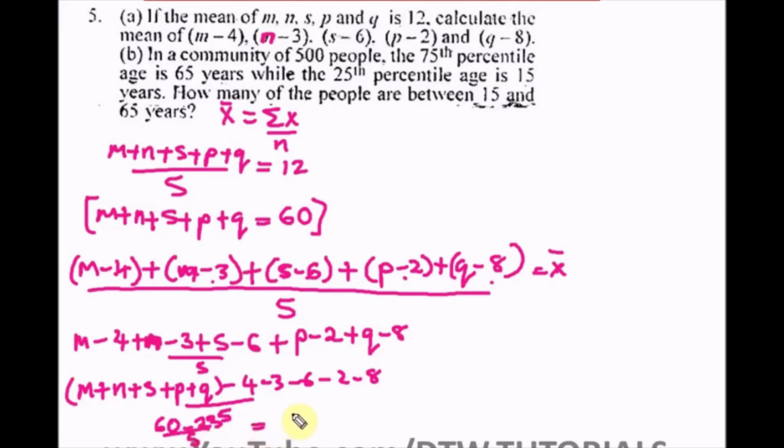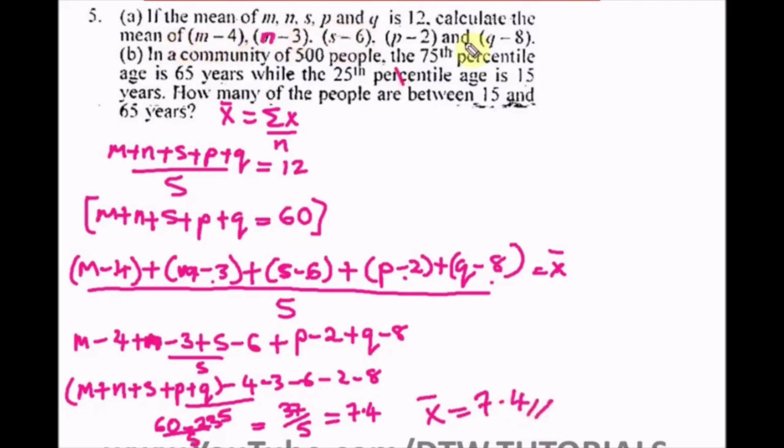And what is 60 minus 23? We are going to get 37 divided by 5. And what is 37 divided by 5? We have 7.4. So our mean is equal to 7.4. So this is our answer.